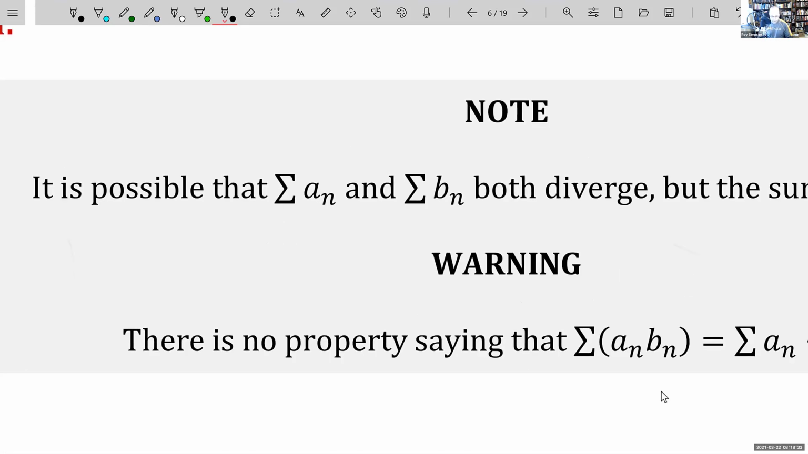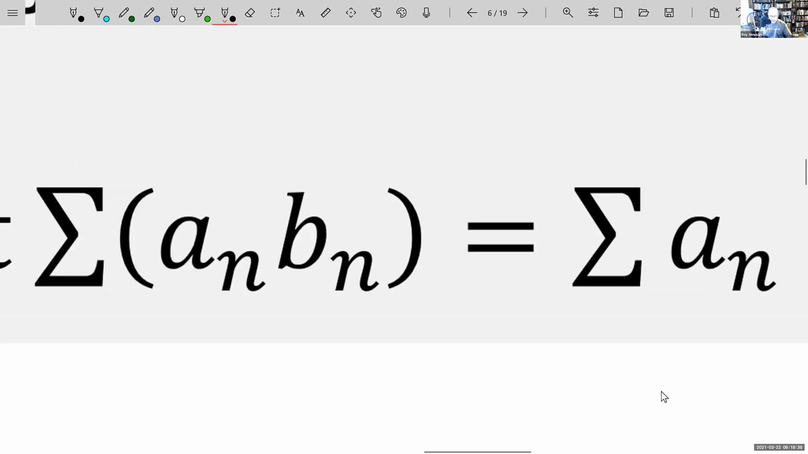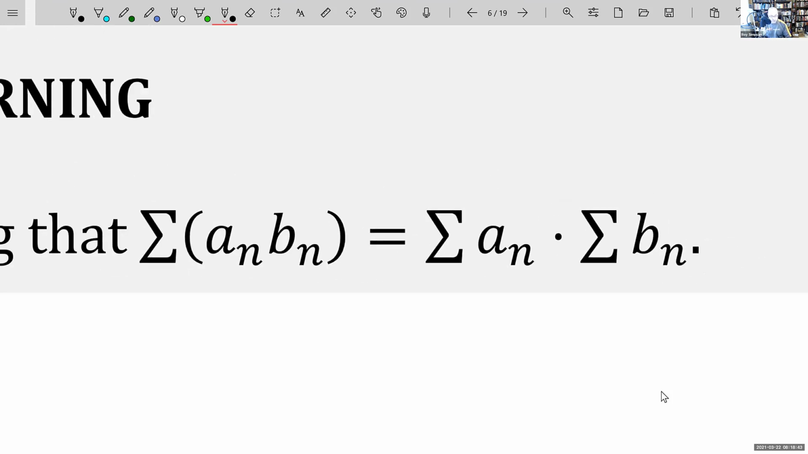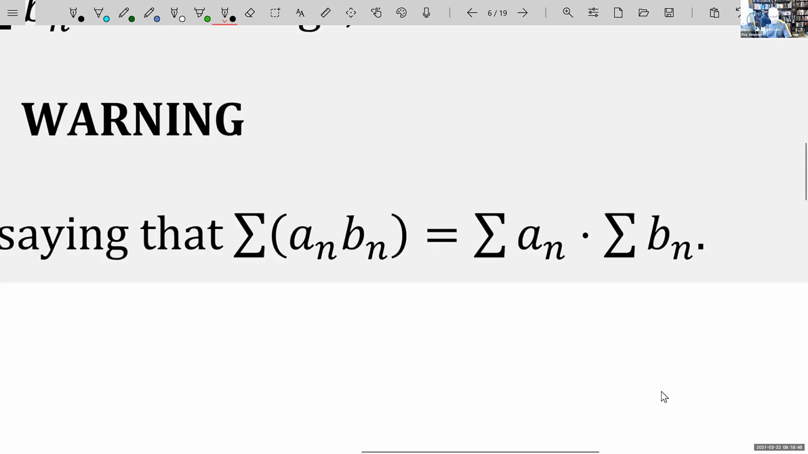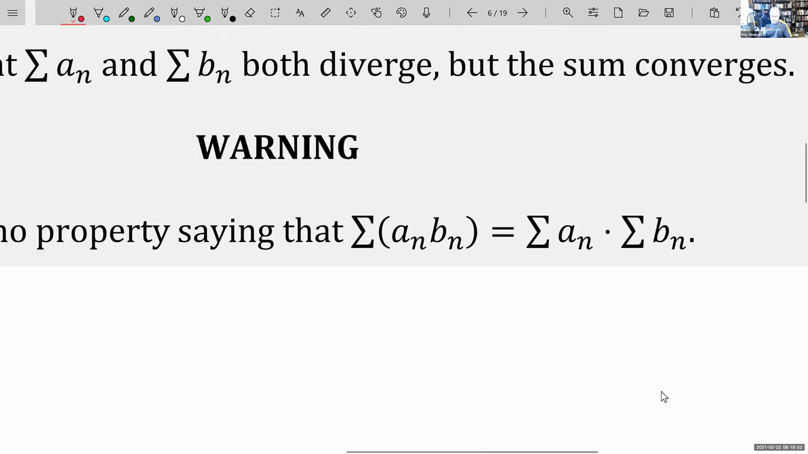And then warning, there is no property stating that if you add up a product, that's the same as taking the product of the sums. That is not true. It's totally not true. In fact, so not true, I'm going to go ahead and spend a moment to give you an example, because this is just super, super duper important.